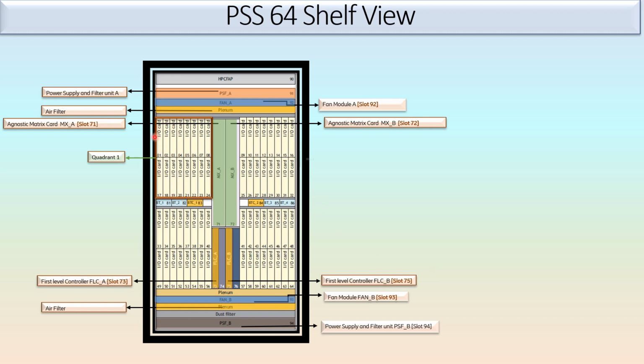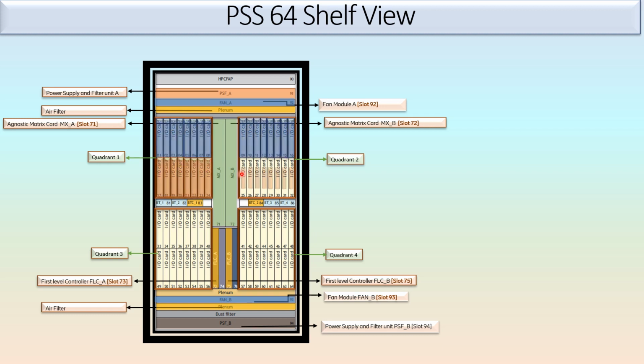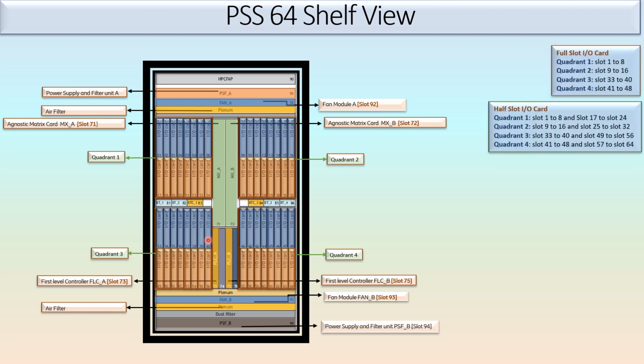This is quadrant 1, this is quadrant 2, this is quadrant 3, this is quadrant 4. The same half slot and full slot concept will be applied here. You can see here slot 1 to 8, slot 9 to 16, slot 17 to slot 24, slot 25 to slot 32, slot 33 to slot 40, slot 49 to slot 56, slot 41 to slot 48, and slot 57 to 64. These are quadrants 1, 2, 3, 4, and all these slots are used for the traffic card, or we can say input output card.